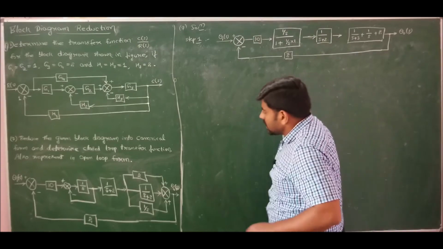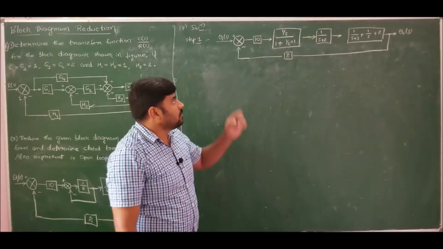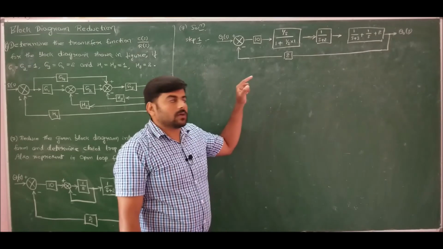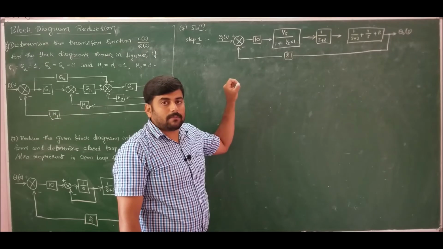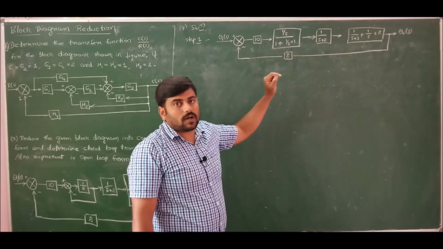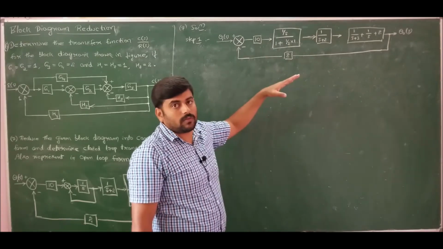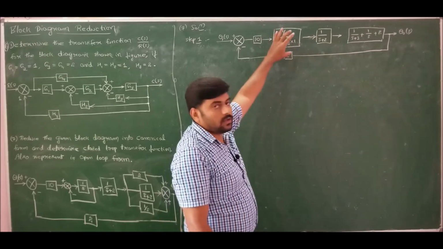So is this the canonical form? No, because canonical form has one forward path, one backward path, correct, but the number of blocks in the forward path and feedback path should be 1. How many blocks do we have? Here we have 4 blocks in the forward path. So therefore this is not the canonical form. The canonical form is when we multiply all these 4 and write in one block.